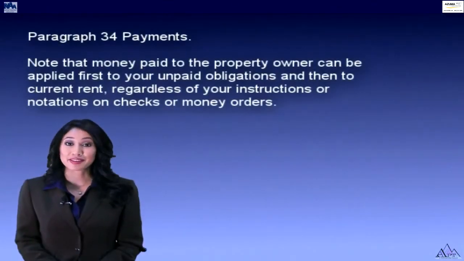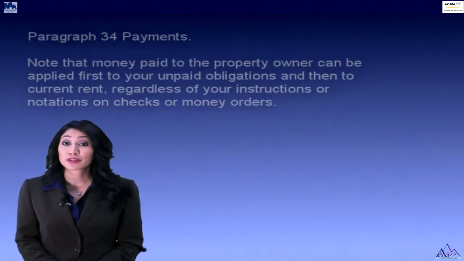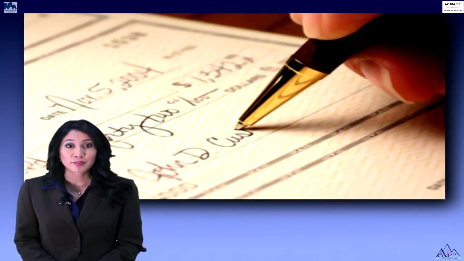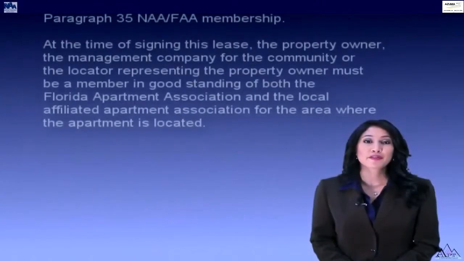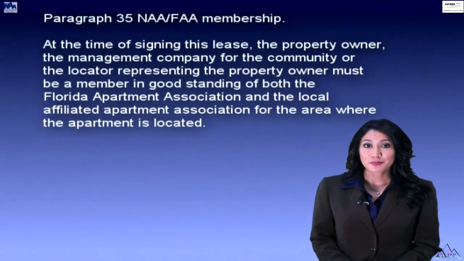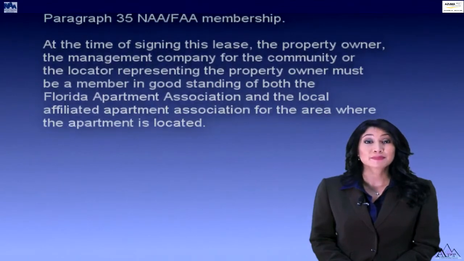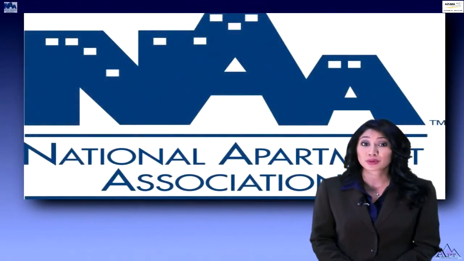Paragraph 34, payments. Note that money paid to the property owner can be applied first to your unpaid obligations and then to current rent, regardless of your instructions or notations on checks or money orders. If you are late paying your rent, the property owner does not have to accept rent or other payments after the due date. Paragraph 35, NAA FAA membership. At the time of signing this lease, the property owner, the management company for the community, or the locator representing the property owner must be a member in good standing of both the Florida Apartment Association and the local affiliated apartment association for the area where the apartment is located.